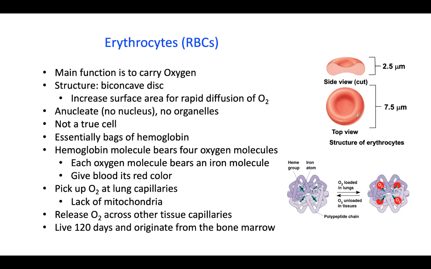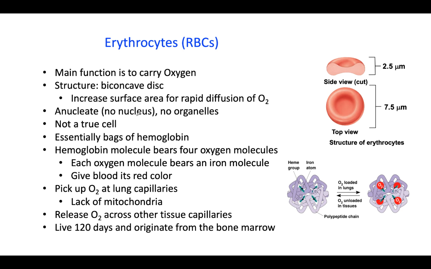This is the structure of a red blood cell. The diameter of a red blood cell is about 7.5 micrometers. And a red blood cell has a biconcave disc structure. This structure increases surface area by 30% for the purpose of rapid diffusion of oxygen.